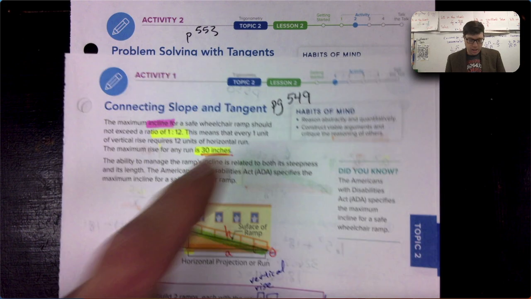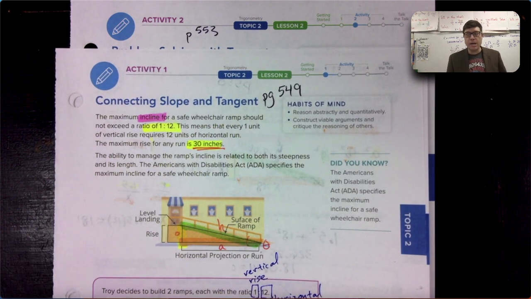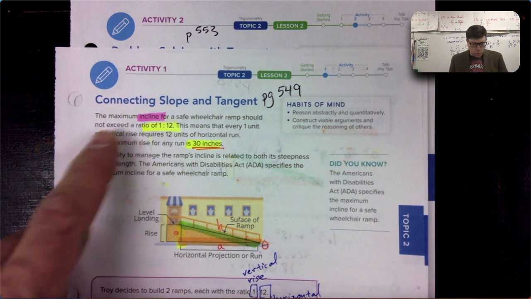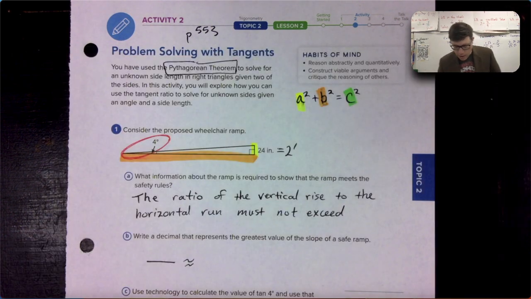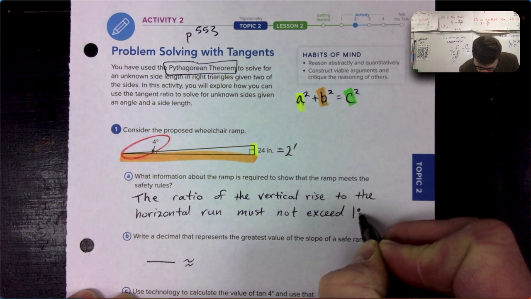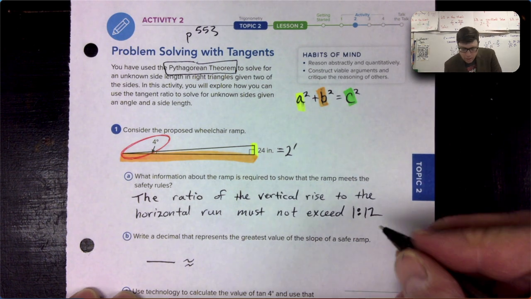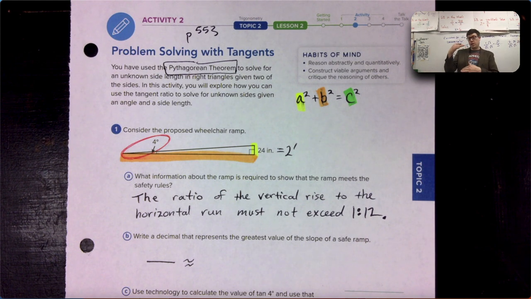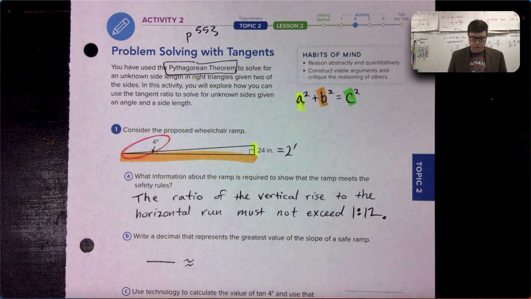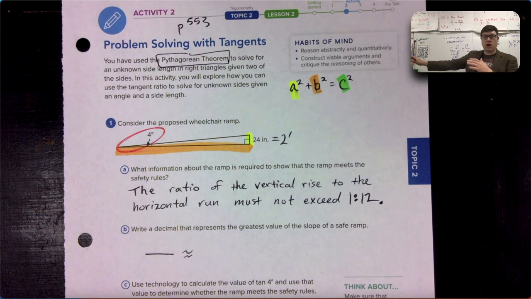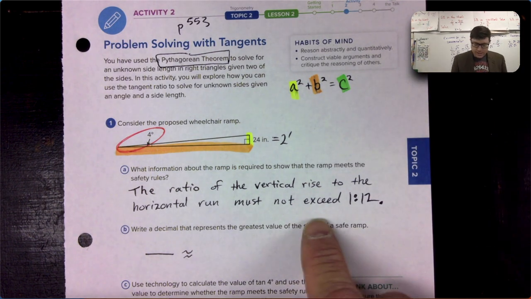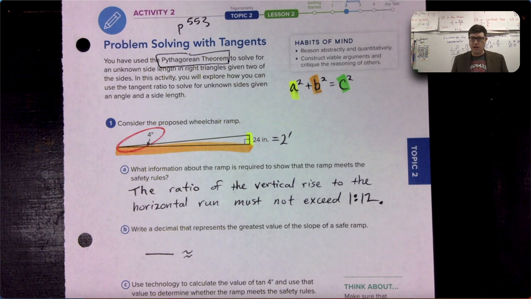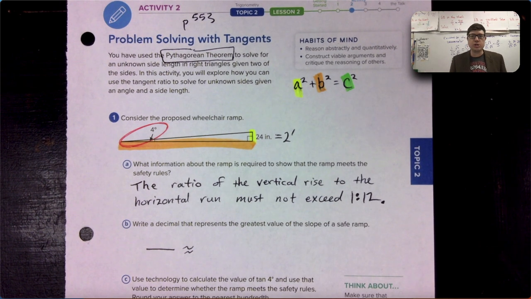On page 549, we had this example about what safe minimum specs are for wheelchair ramps, that the ratio should not exceed 1 to 12. So that's what I want to write right here. The ratio of the vertical rise to the horizontal run must not exceed 1 to 12, which would be like 1 foot of rise to 12 feet of run, or 1 inch of rise to 12 inches of run, but that's not necessarily useful information. This is at maximum the safe rate or steepness of the wheelchair slope.